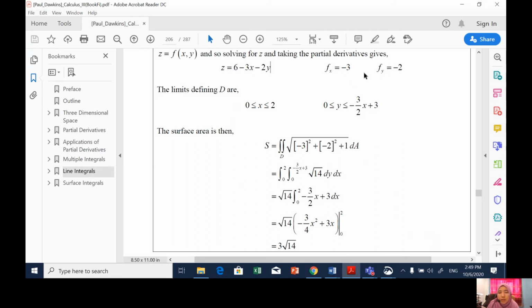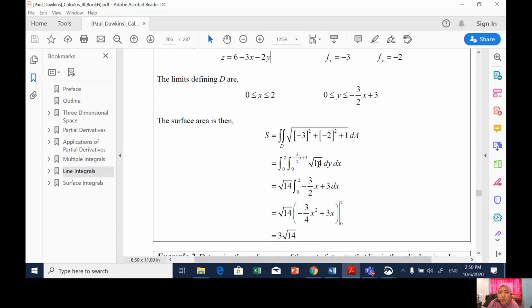Once we find fx and fy, we put them into the formulation here. So this is fx squared plus fy squared. Expand the brackets: we have 9, then 4, then 1. The summation is 14, so we have the square root of 14. This dA is the symbol in Cartesian coordinates. Then we put in dy dx, so we have dy from 0 to the upper function, and x from 0 to 2. This limit we already identified just now.